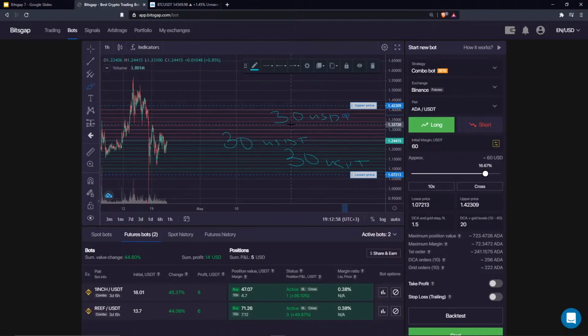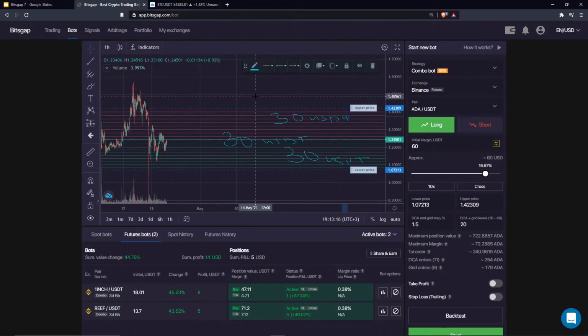That's why, in order to set these short sell orders that actually act as take profit for these buy orders, you need extra leverage. That's why it takes 30. So we already have 30, 30, 30, that's 90.